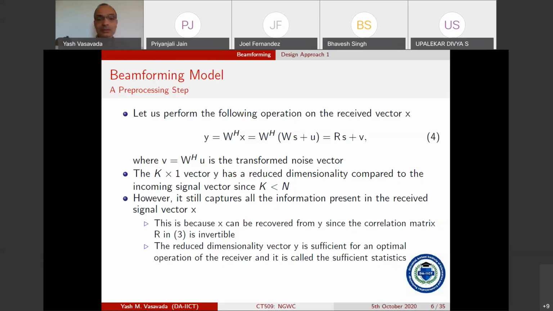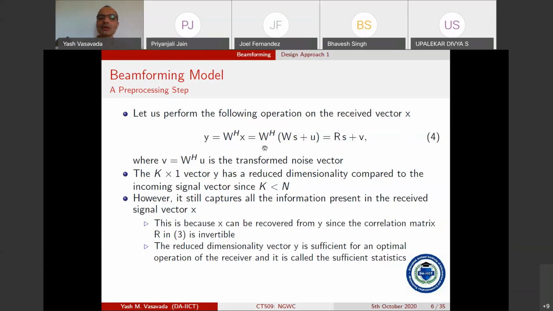This W was F, which was our column-wise basis vectors. F Hermitian F was orthonormal, but here we have to take an inverse operation instead. So just say what will be equation 4 in the context of CT516. The received signal would be F Hermitian F times S plus noise.